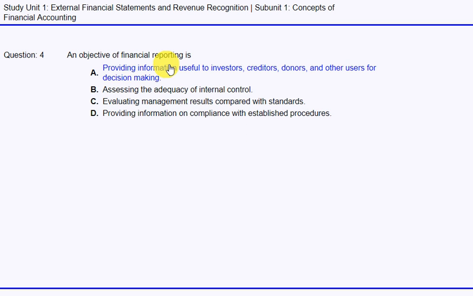An objective of financial reporting is, the purpose of the financial statements: providing information useful to investors, creditors, donors, and other users for decision making. It makes sense. Let us see. Assessing the adequacy of internal controls. Whether internal controls are good or not, financial statements do not tell you.